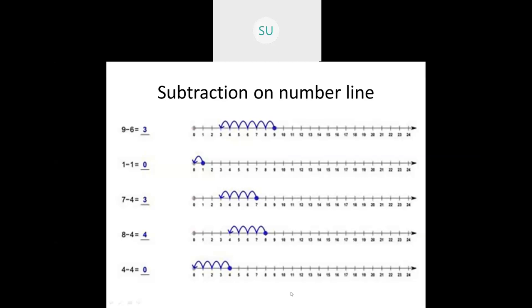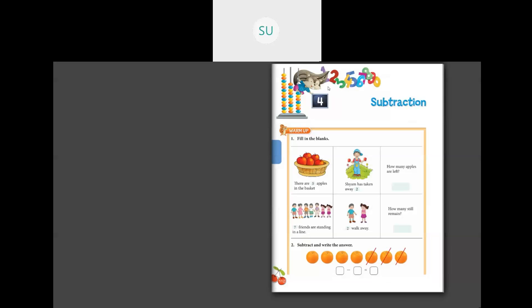Alright, so let's see a few questions on what you have done already in first standard. Subtraction, page number 112 in your books. Okay, so first fill in the blanks. So what's the first question? There are 5 apples in the basket. Shyam has taken away 2. So Shyam took 2 apples away from the basket. So how many apples are left in the basket? Now, I'll take away 2 from the basket. So how many will be left? 3 will be left. Okay, so the number of apples left is 3.